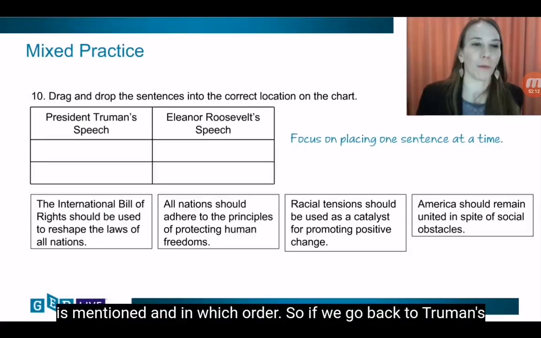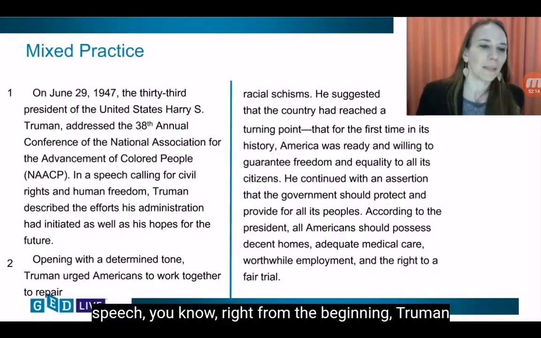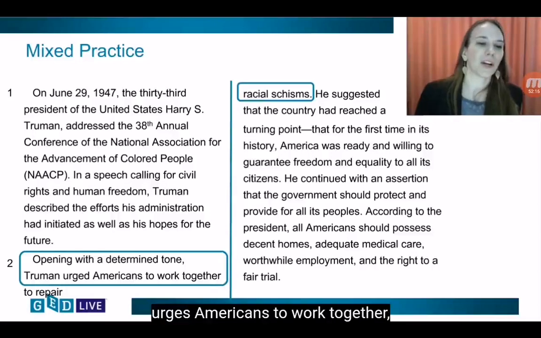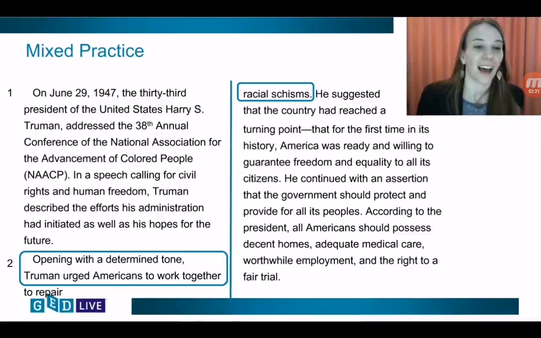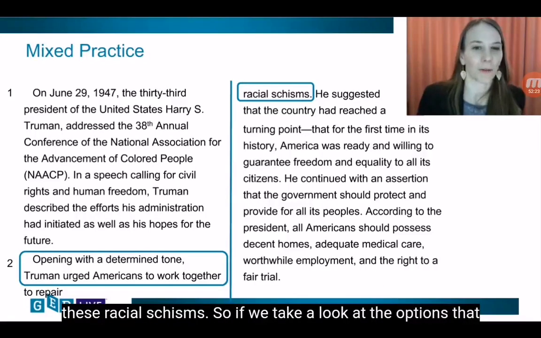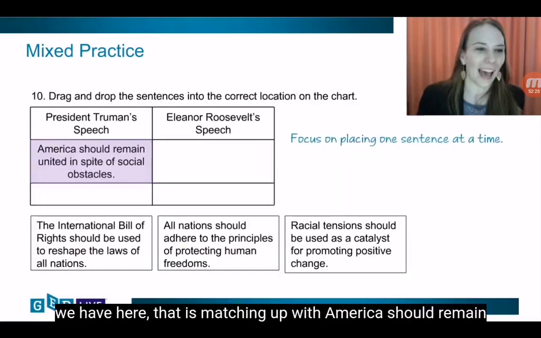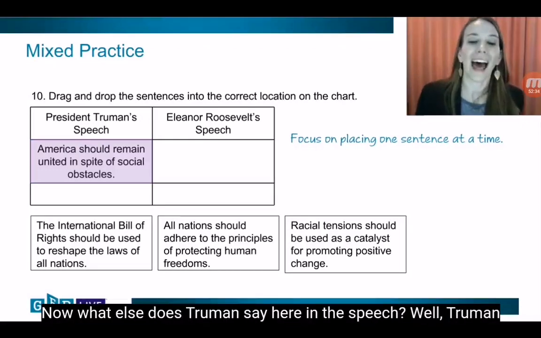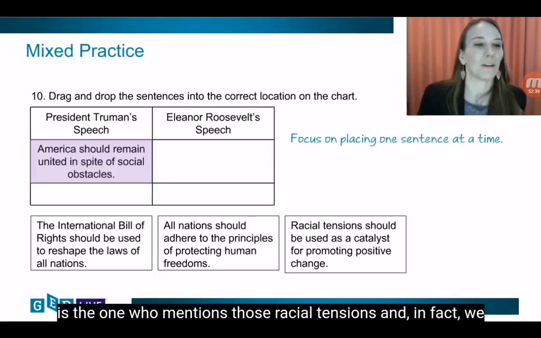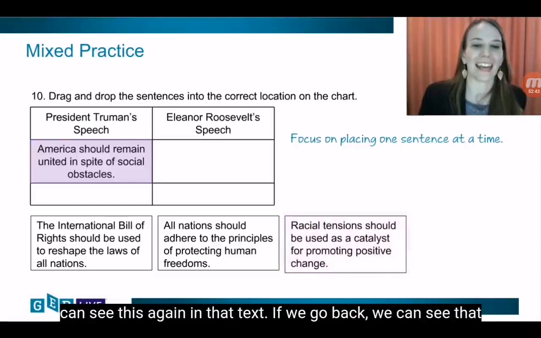So if we go back to Truman's speech, right in the beginning, Truman urges Americans to work together, to come together to repair these racial schisms. So if we take a look at the options that we have here, that is matching up with America should remain united. So despite these things, America should come together. Now, what else does Truman say here in the speech? Well, Truman is the one who mentions those racial tensions. And in fact, we can see this again in that text.